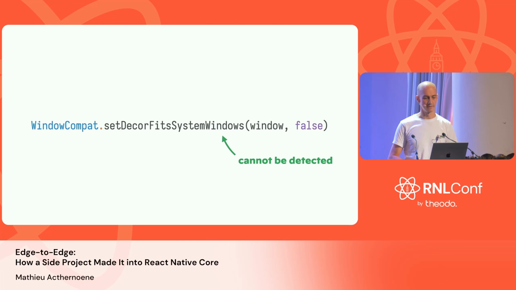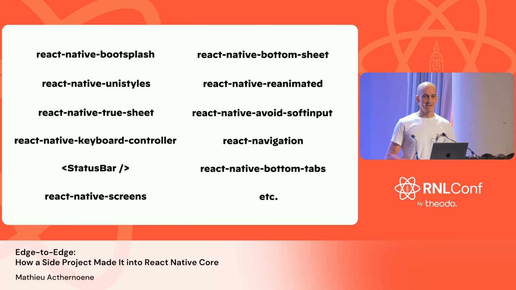Remember this little line of code? Well, it's impossible using the Android SDK to detect whether it has been called. There's no isDecorFitsSystemWindows method or something like that. And this creates a huge issue. Any package that deals directly or indirectly with edge-to-edge couldn't check whether your app was actually configured that way. So potentially using a feature from one of these libraries or components could interfere with or even completely disable edge-to-edge in your application.